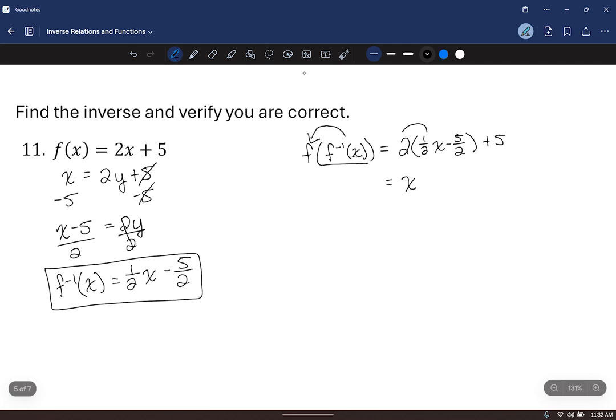And 2 times negative 5/2 is negative 5. And then you have plus 5. Negative 5 plus 5 is 0, so you're left with x. This is what we want. We want an x, okay?